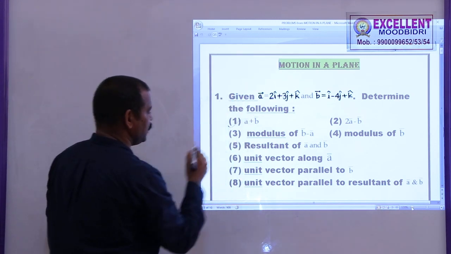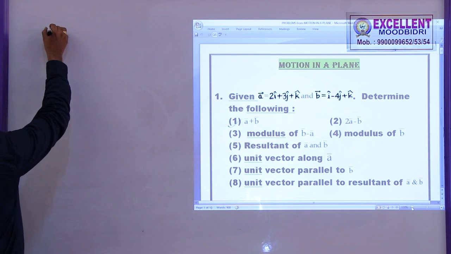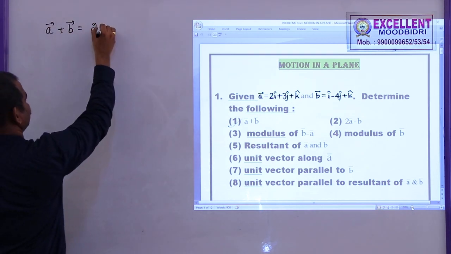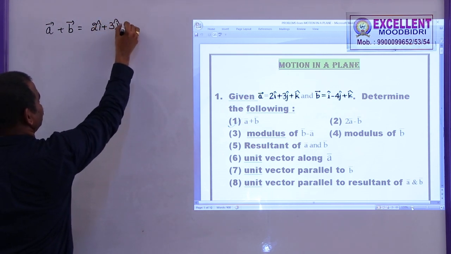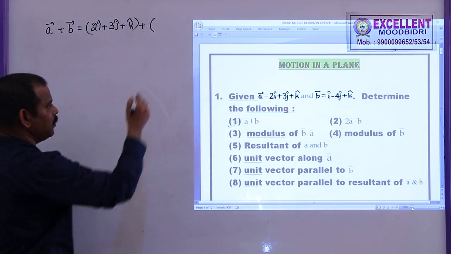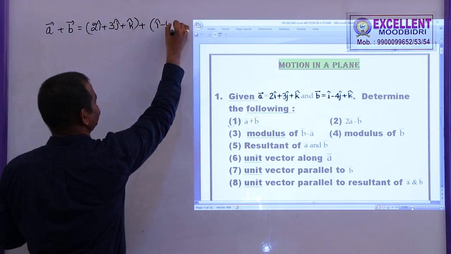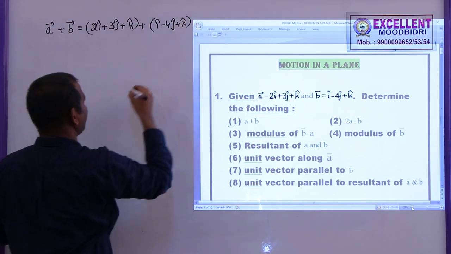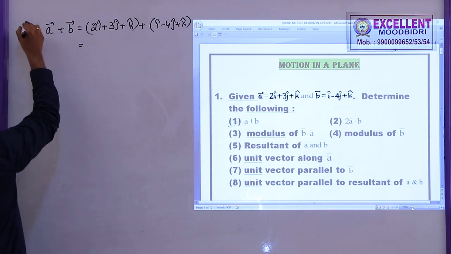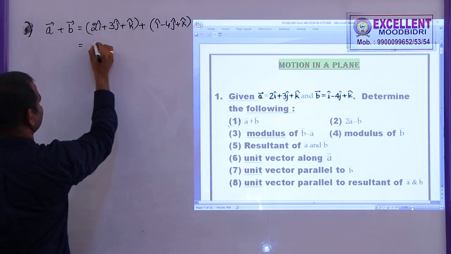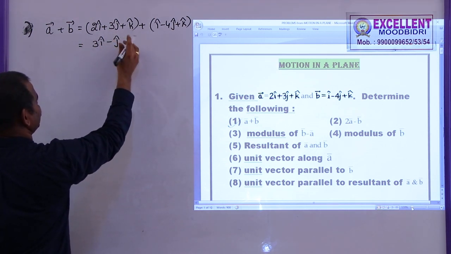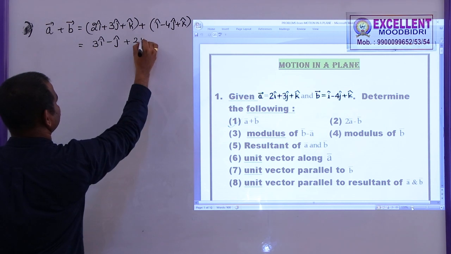The first one is A bar plus B bar. So what is A bar plus B bar? A bar is given as 2i cap plus 3j cap plus k cap, plus i cap minus 4j cap plus k cap. Now you just add these two. So this is 2 plus 1, this is 3i cap. 3 minus 4, minus j cap. k plus k, this is 2k cap.